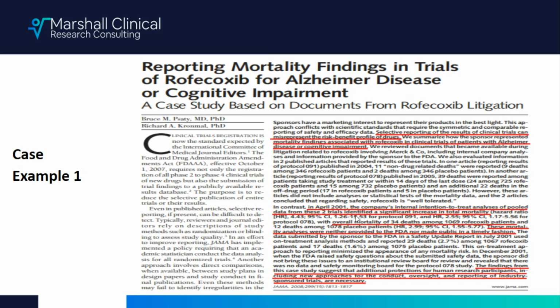And in April 2001, the company's internal intention to treat analysis of pooled data from these two trials identified a significant increase in total mortality. So there was a risk of death with the drug, but the company never came up by either terminating the trial early or informing the FDA of these findings. The findings from the case study suggest that additional protections for human research participants, including new approaches for the conduct, oversight, and reporting of industry-sponsored trials, are necessary.